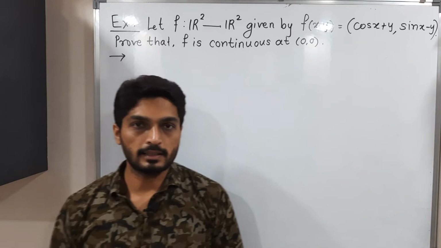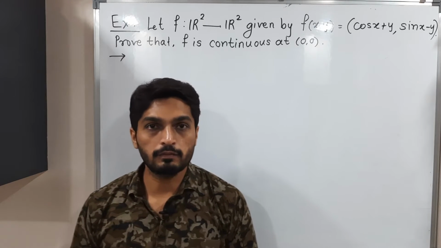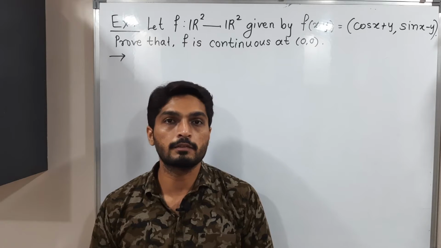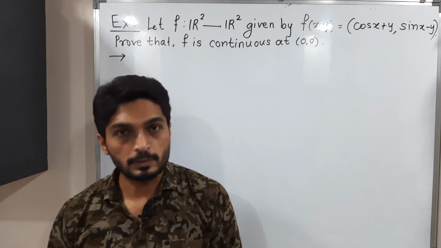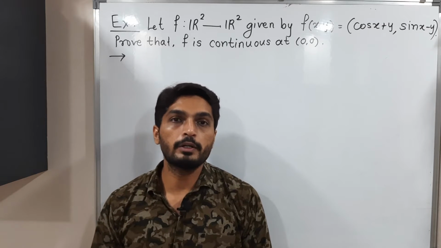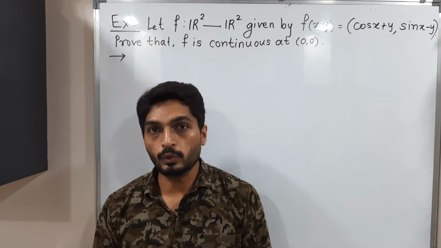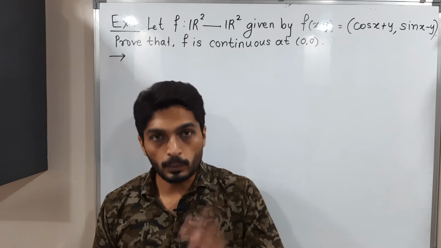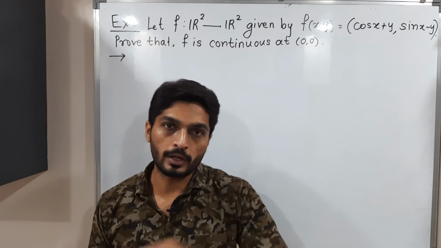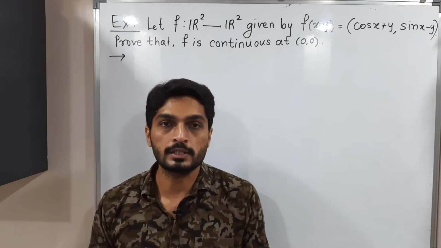So let us discuss this example. In this example, we have a function, which is a vector field since it is a function from R2 to R2, and we have to prove that it is continuous at (0, 0). So what will we do? Actually, it has two component functions, which we will call F1 and F2. First we will prove that F1 is continuous at (0, 0), and after that we will prove that F2 is continuous at (0, 0).